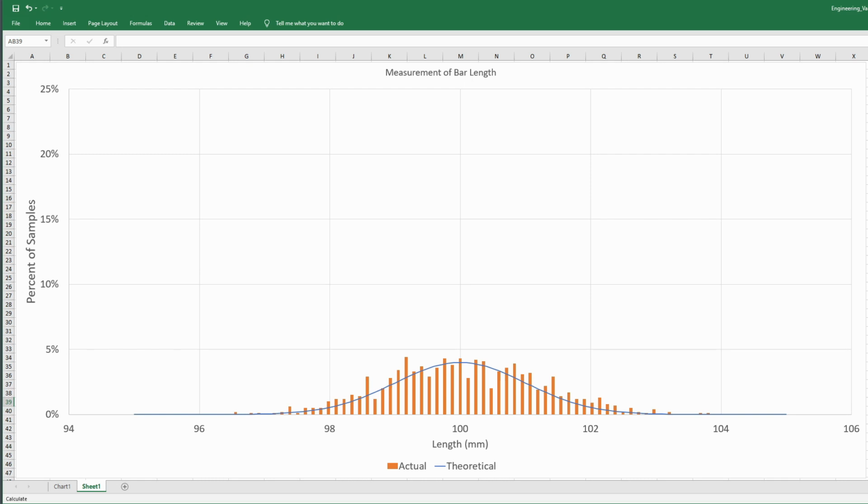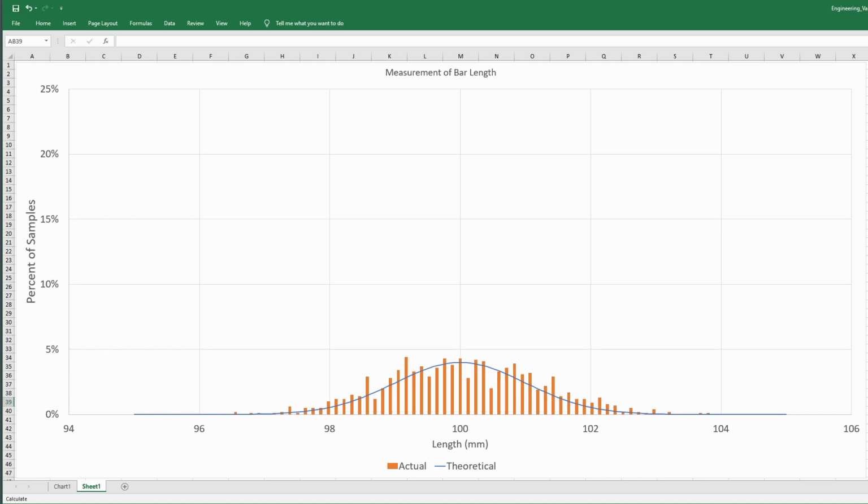And what's so powerful about this is that if we have enough samples, we can characterize not only what our average value is, but also how much variation there is in our data set. So those two values are the average and standard deviation. And what's cool here is we can quantify, once we know the normal distribution in those two values, how many parts will be out of spec.